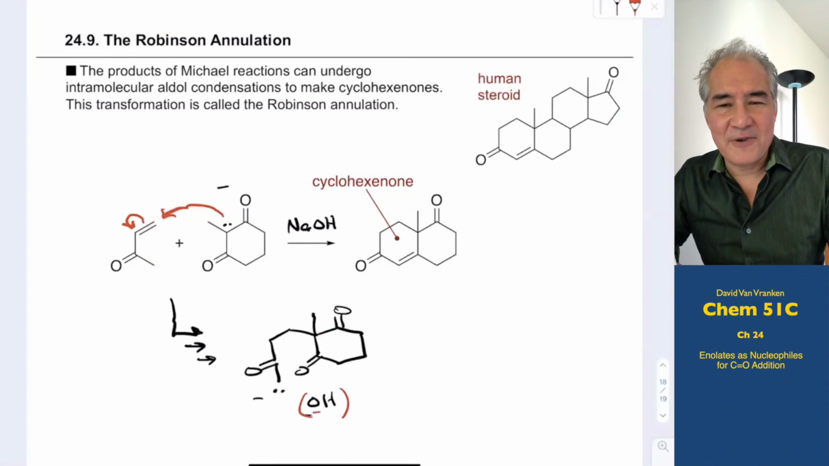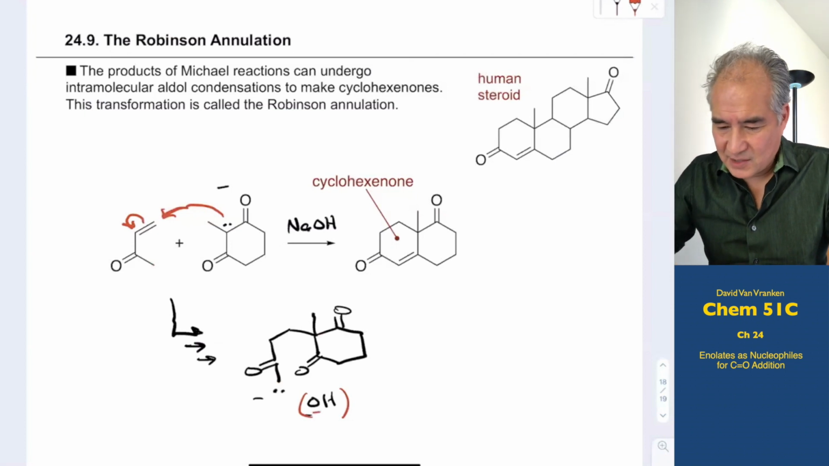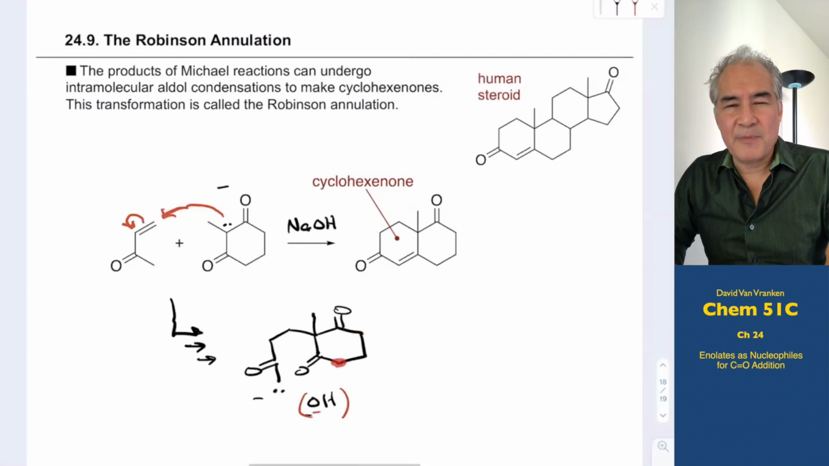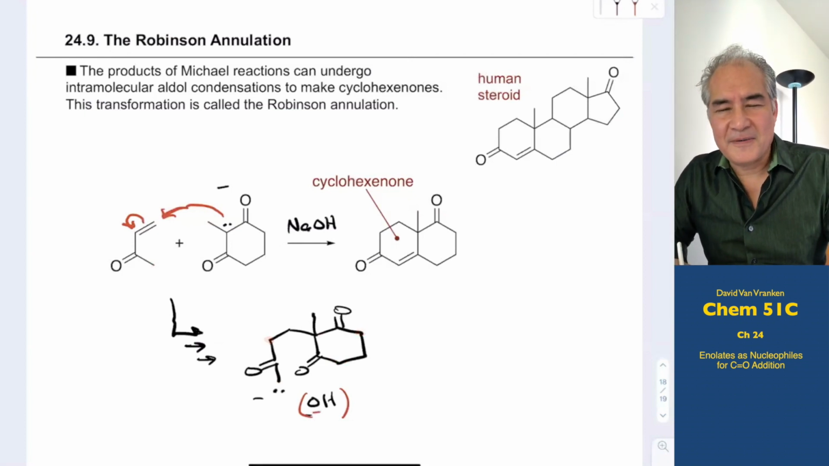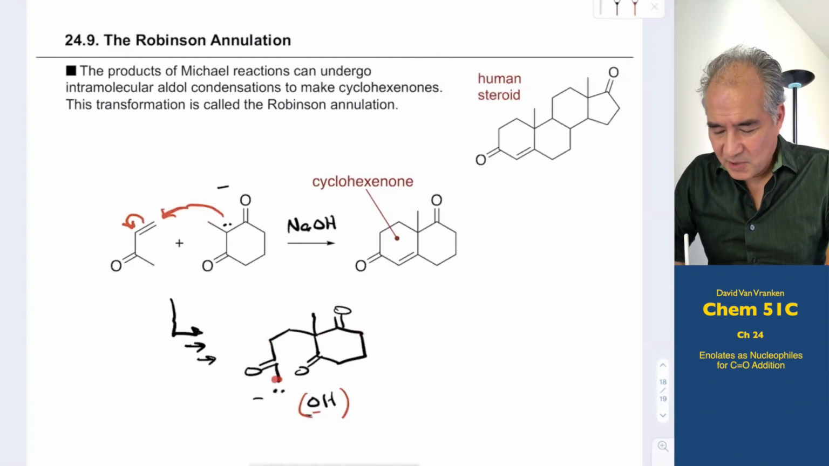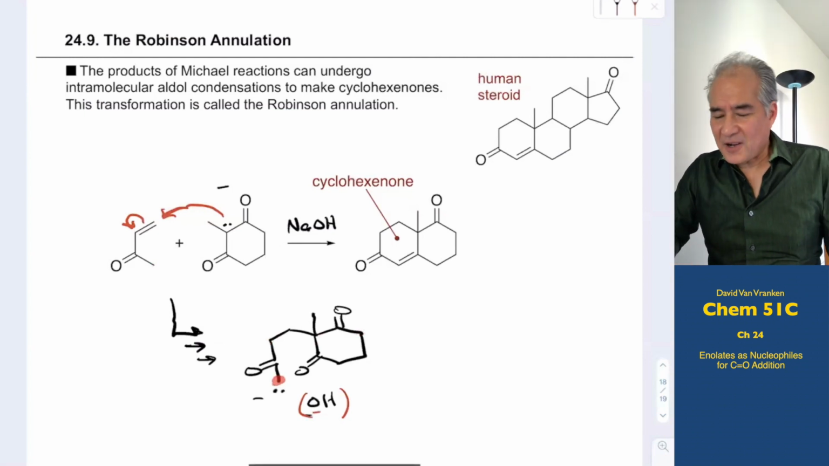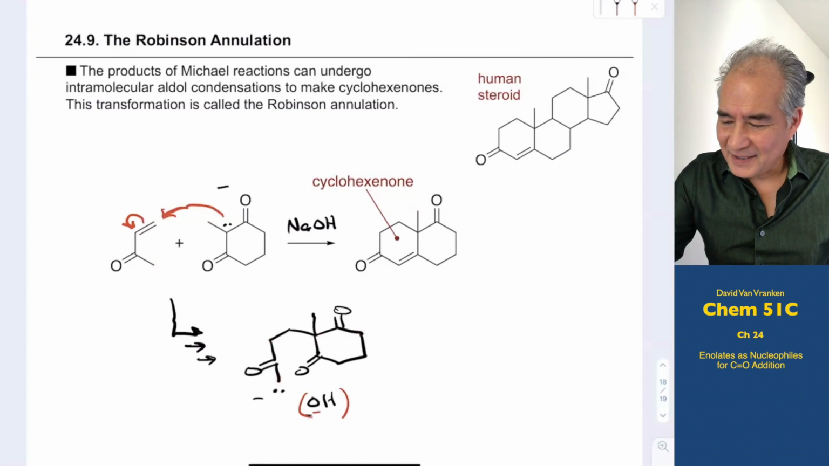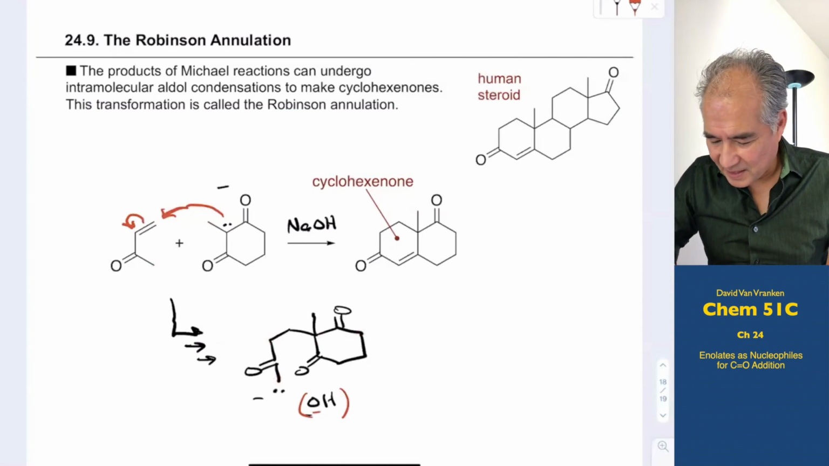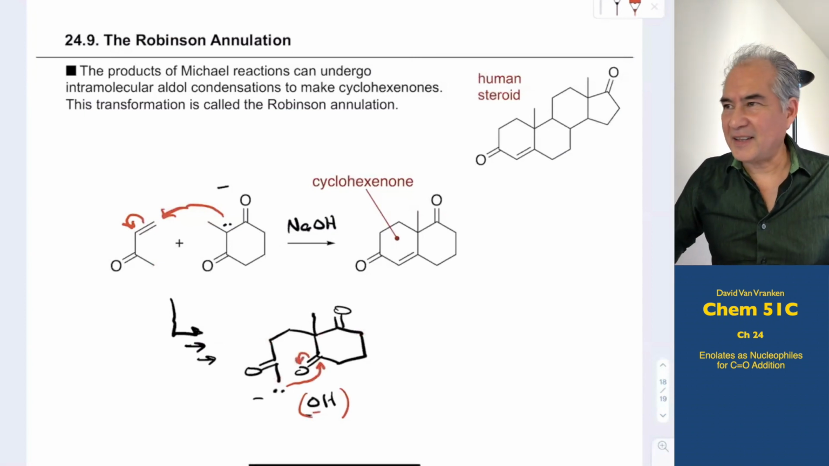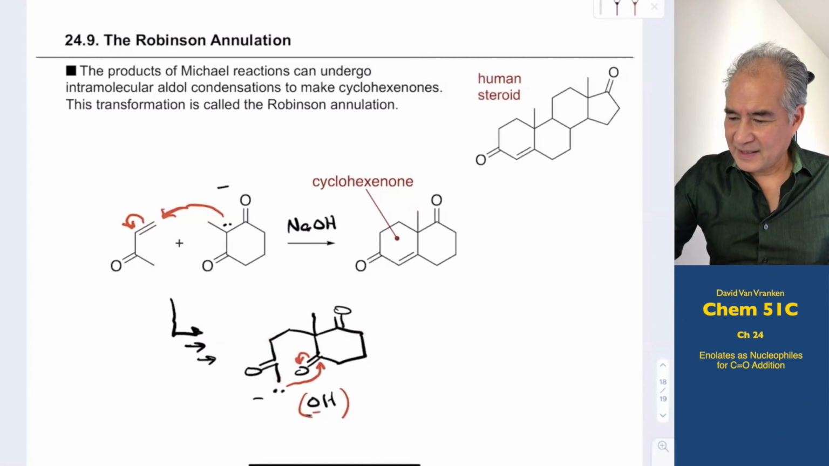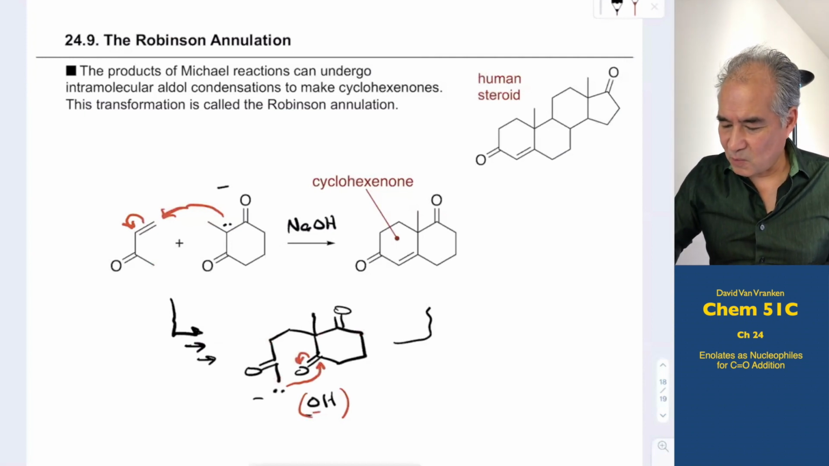Now the hydroxide is looking for places to deprotonate, and it deprotonates here and then reprotonates, and it deprotonates here and then reprotonates, and it deprotonates here and reprotonates. But when it deprotonates here, that carbon atom is 6 atoms away from another carbonyl. And it can now do an aldol condensation. First an aldol addition and then an E1CB elimination.